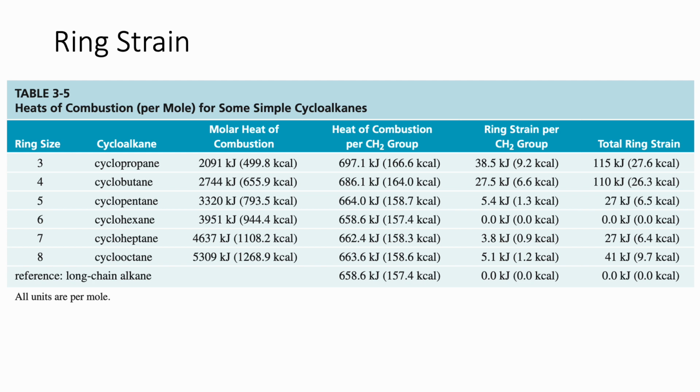And also, the very bottom of this table says the reference, a long chain alkane, has a total ring strain that is also equal to 0. So all the other entries on here, ring size of 3, 4, 5, 7, 8, they all have some ring strain associated with them, but cyclohexane does not, 0 kilojoules, and neither does a long chain alkane, 0 kilojoules.